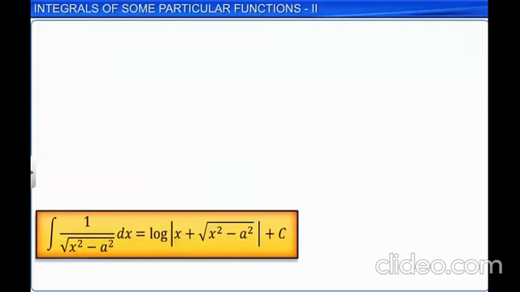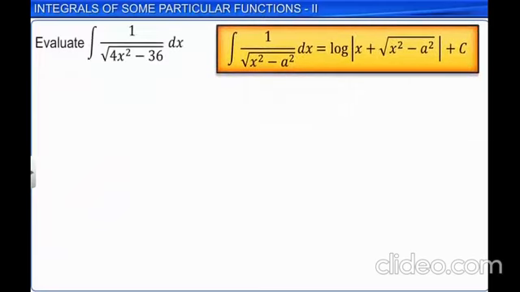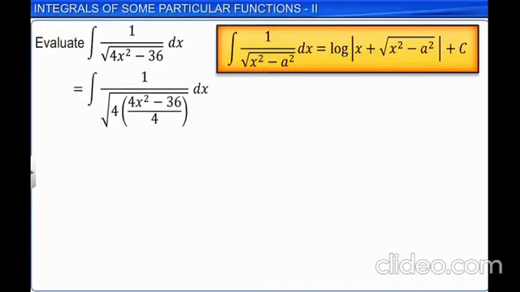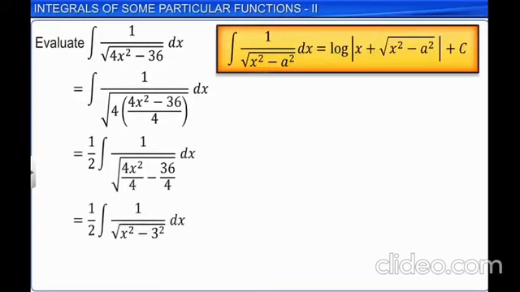Now, let's use this identity to evaluate the integral of 1 upon square root of 4x square minus 36 dx. In order to bring the integral into standard form, we have to make the coefficient of x square equal to 1. So multiplying and dividing the denominator with the coefficient of x square, we get 1 upon 2 into integral of 1 upon square root of x square minus 3 square dx.